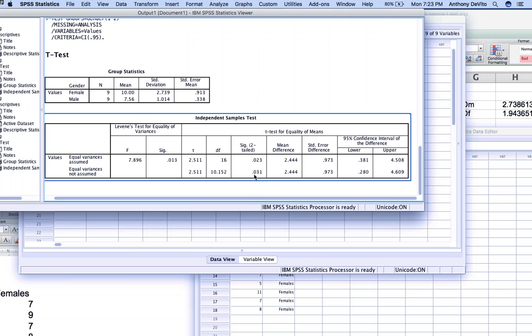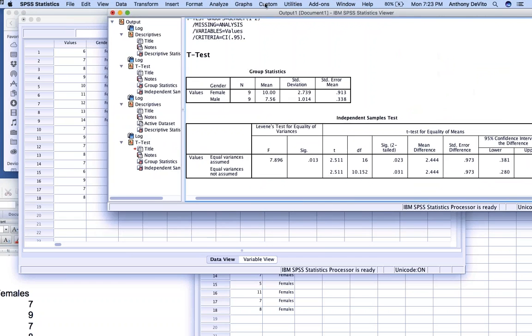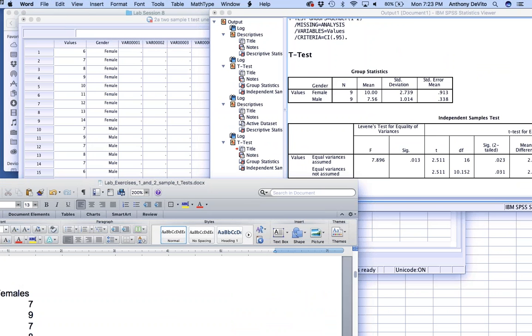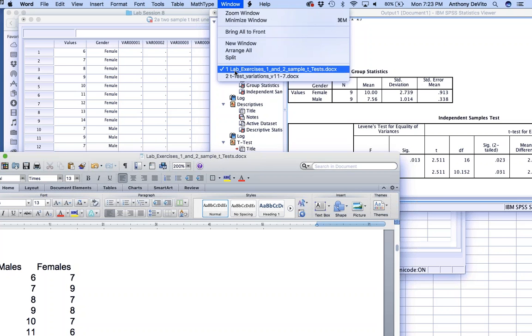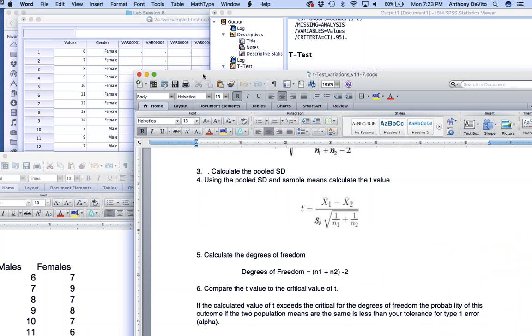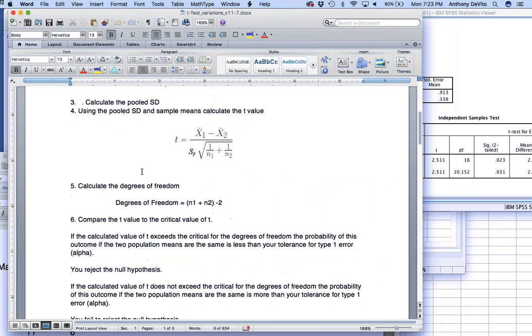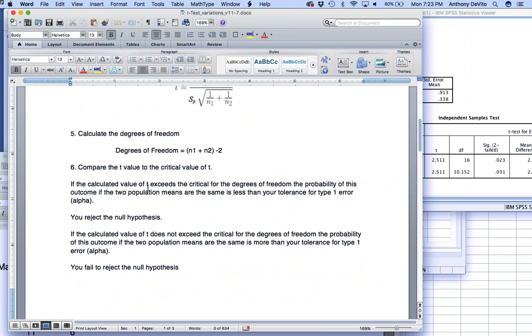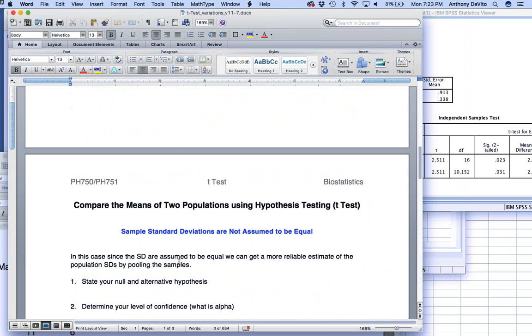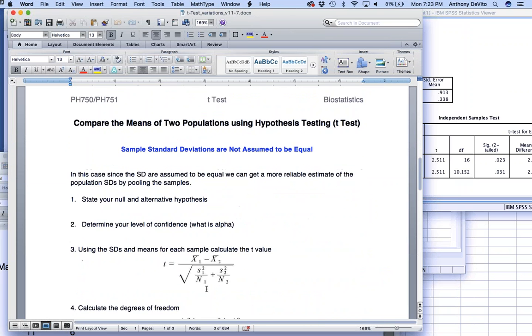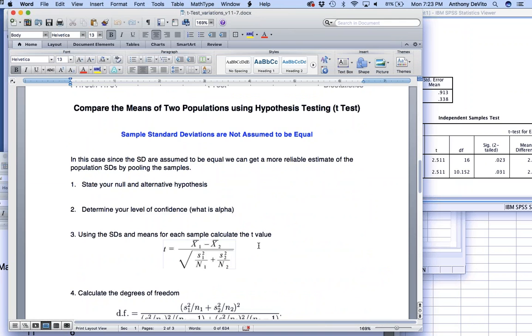Okay, so now let's go back to that table, that chart, which gave us kind of a rundown on all the different ways that we might do this. Let's go in here. Let's see how that was calculated. See, we did the calculation for equal variances. Let's see how the calculation would go for unequal variances. Okay, scroll up here, and let's see.